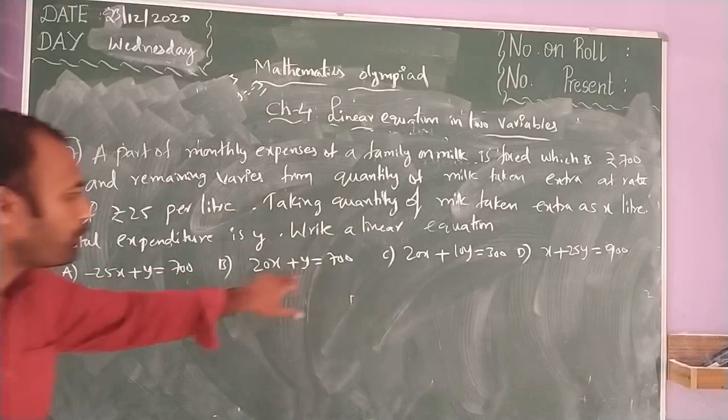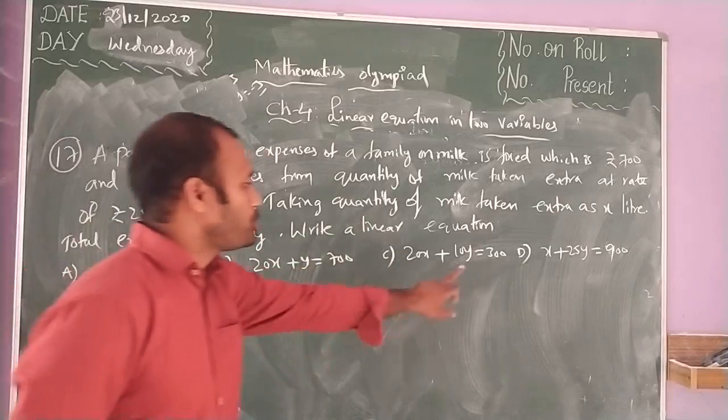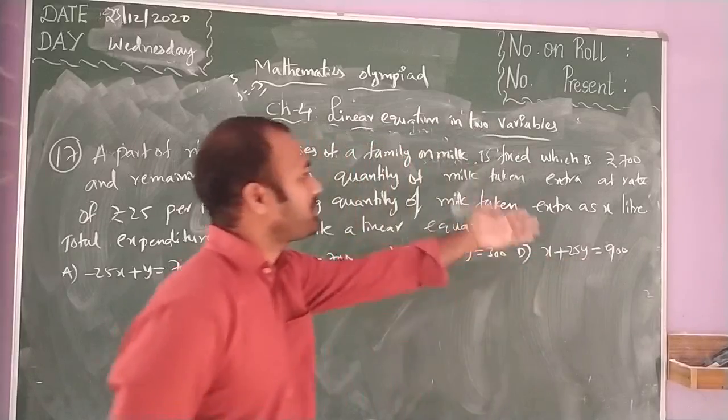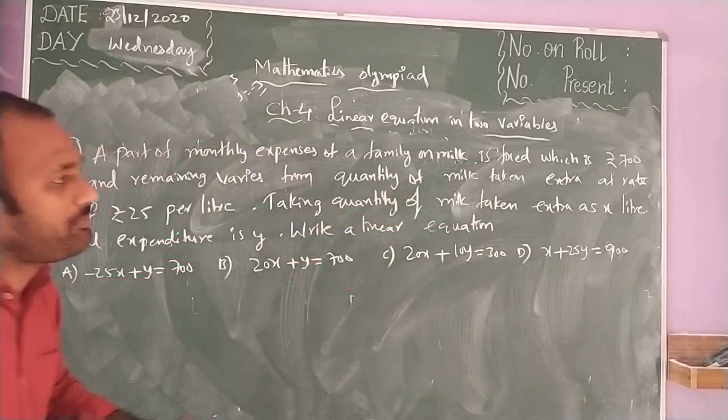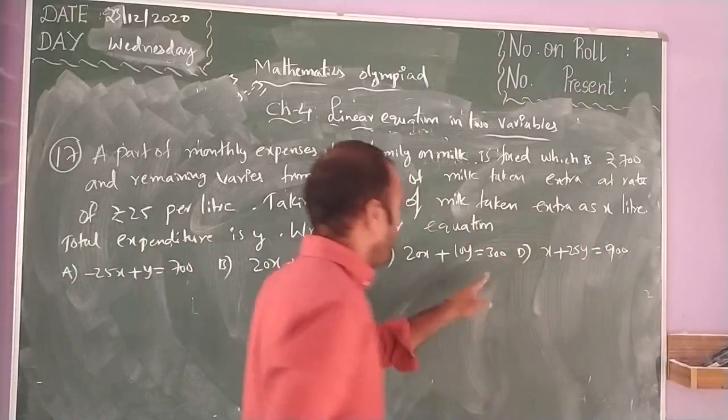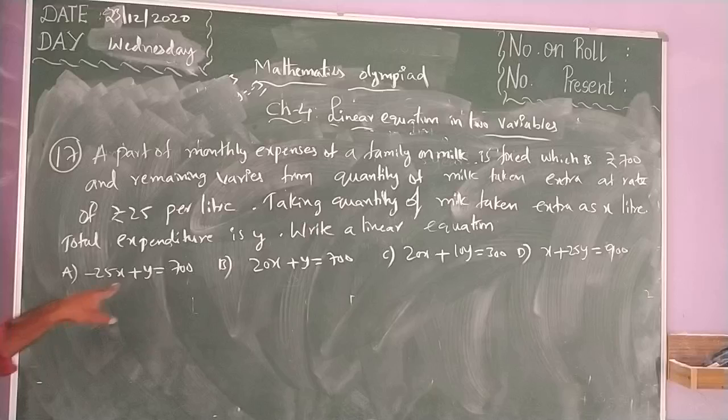Now, if we look at the four options, these two options are already removed. Why? Because for the total expense, we have the value of 700 here, but we have 300, 900. So in these two, if you observe the 25 per liter value, here there is 25. So option A will be the correct answer. So how to do this here?